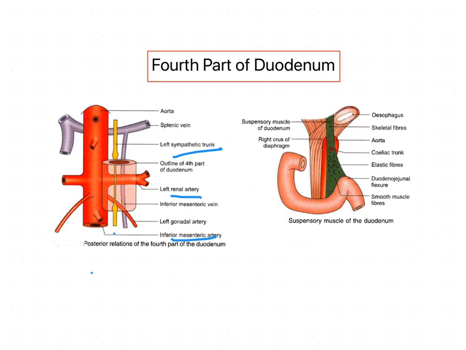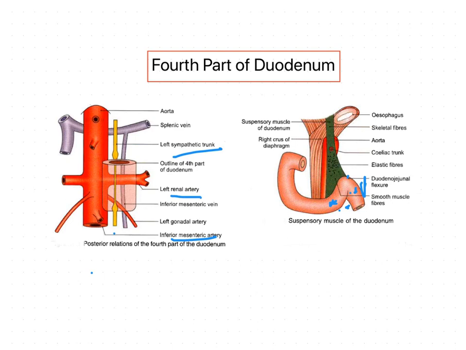For the fourth part, above, the pancreas is related, and below, the jejunum is related. The right side of this part is related to the aorta, and the left side is related with the left kidney and ureter. These are all the relations of all parts of the duodenum. And now we will move on to the arterial supply.